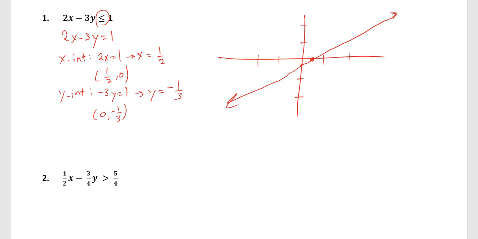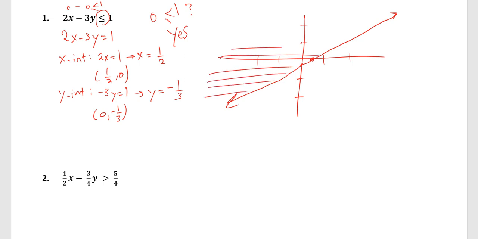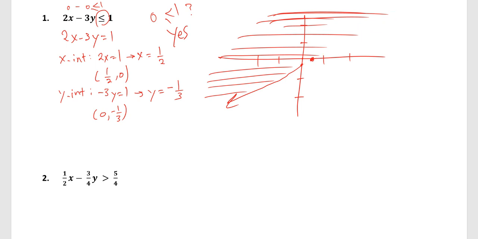Then we can use a test point, right? And again, let it be the origin, 0 and 0. If we plug in 0 and 0, we get 2 times 0 is 0 minus 0 less than or equal to 1. So is 0 less than or equal to 1? Yes. Therefore, we shade the region that does contain the test point, right? So this is the answer to the inequality.